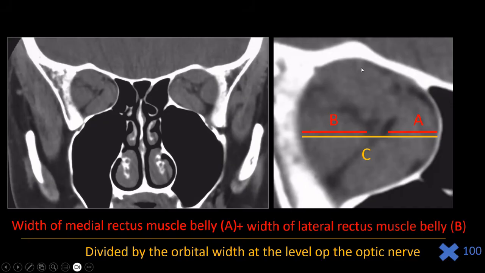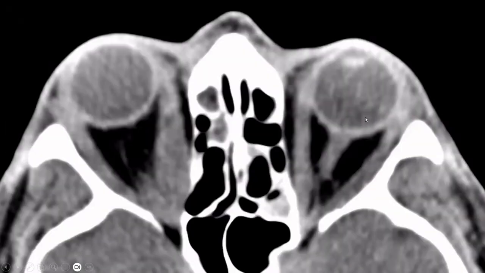You can do the same in the vertical plane by using the superior and the inferior rectus muscles. Here is another patient with thyroid eye disease, and we see that there is proptosis, especially of the right eye, and we see enlargement of the right medial rectus muscle, but not so much of the left.